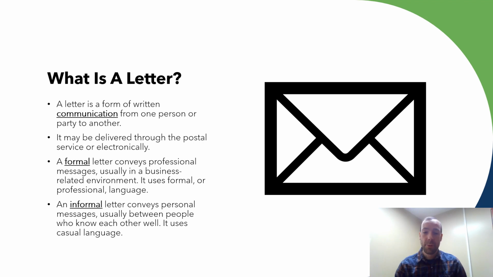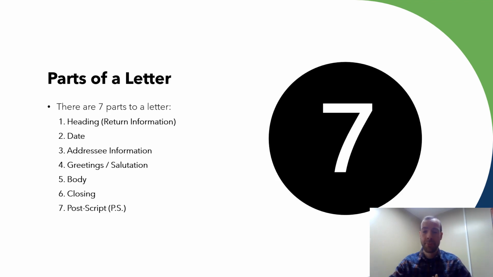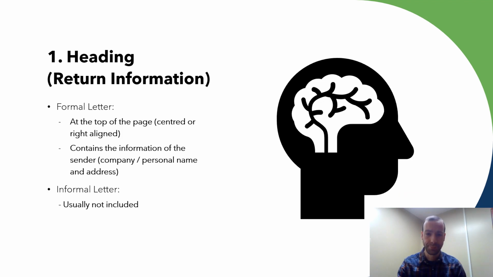On the other hand, a formal letter, something like a business letter, is going to convey a professional message. Those types of letters are going to use much more formal or professional language to reflect their purpose. Either way, whether we have a formal letter or an informal letter, there are generally about 7 parts to constructing a proper letter. We're going to break down these parts and then take a look at an example at the end of a letter that contains all these parts.